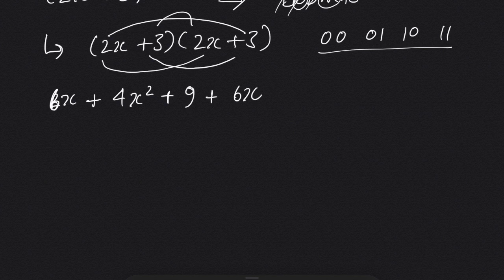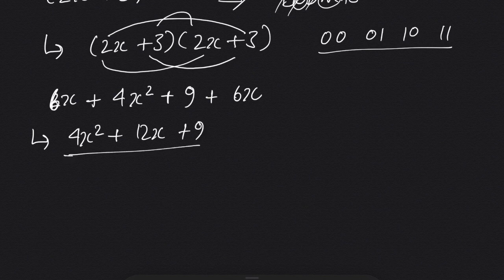Now if we line all these terms up and arrange a little bit, we can see that 4x squared, we've got here as our biggest term. So we have 6 plus 6, which is plus 12x. And then finally we have plus 9. And that is the answer to our problem.